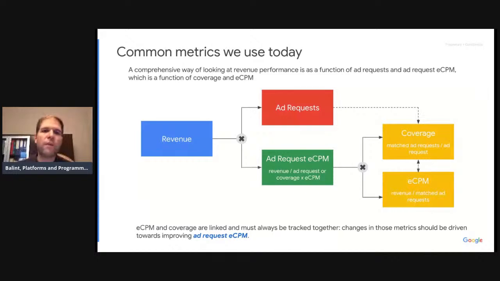Different calculations have different meanings. A comprehensive way of looking at revenue performance is as a function of ad requests and ad request eCPM, which is, by the way, a function of coverage and eCPM. So ad request eCPM is the revenue divided by the amount of ad requests, or the coverage multiplied by eCPM. Coverage is the matched ad requests divided by ad requests, and eCPM is the revenue divided by matched ad requests. So eCPM and coverage are linked and must always be tracked together. Changes in those metrics should be driven towards improving the ad request eCPM.